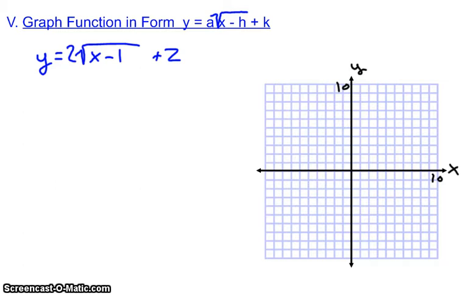So we have a 2 in front of the radical. And so what do you anticipate that will do? How will that transform the parent? Stretch, right? Stretch. Okay, and then we have a negative 1 in here, or we're subtracting a positive 1, depending on how you look at it. What way will that shift this? What's the smallest x you could put in here? 1, right? So it shifted this which direction? To the right.